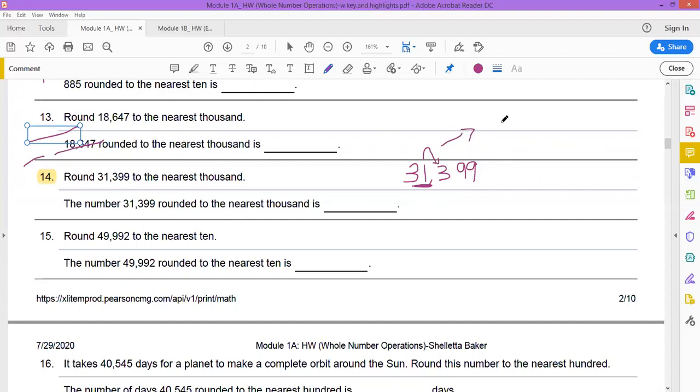And if the neighbor to your right is 5 or higher, you're going to round up. So if the digit to the right is 5 or higher, you would round up in the thousands place. So 5 or higher, you're rounding up. If that digit is less than 5, then you want to remain the same. So it will remain a 1.